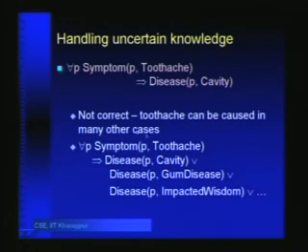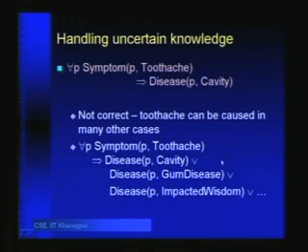Now, this is not correct because toothache can be caused in many other cases, right. So, we cannot say that whenever we have toothache it is because of cavity. If we have to actually analyze the problem of toothache, then we have to comprehensively specify the different causes for which this can happen. So, cavity is one, gum disease is one, impacted wisdom is one, and so many other cases for which we can have a toothache.